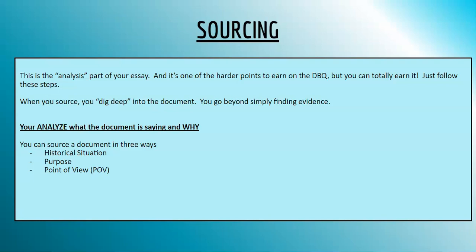When you source a document, you're actually digging deep into it. You're going beyond the surface level of main idea or finding evidence. So when you source a document, you're basically explaining what the document is saying and why. And that's the why part that is so hard. So when you go to source a document, you can source it in 3 different ways. You can source it for historical situation, for purpose, or for POV. So let's explain those in a little bit more detail.